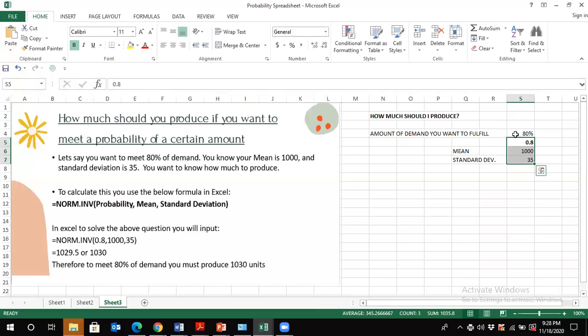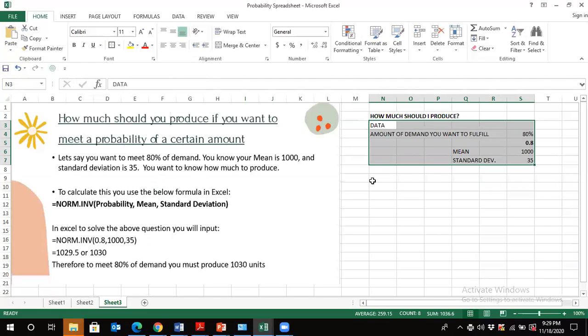The amount of demand you want to fulfill, that was 80%, but when you're solving these kind of questions in Excel, you have to make it into a decimal. You're not going to be able to put in 80% into the formula. So therefore, you take 80% divided by 100, that is 0.8. You have the mean value, which is 1000, and you have the standard deviation value, which is 35. So this is the data that you have been given, right?